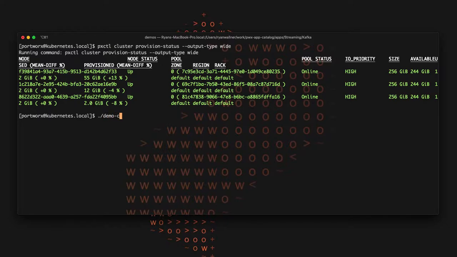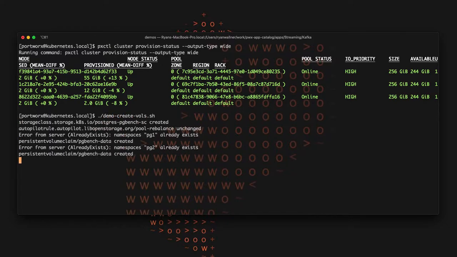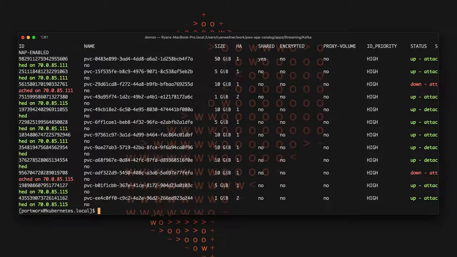We're going to create a whole bunch of volumes and sort of unevenly create the replicas on the cluster. You can see there's a whole bunch more volumes now on this cluster, and we've specifically put them in a manner that unbalances the cluster for this demo.